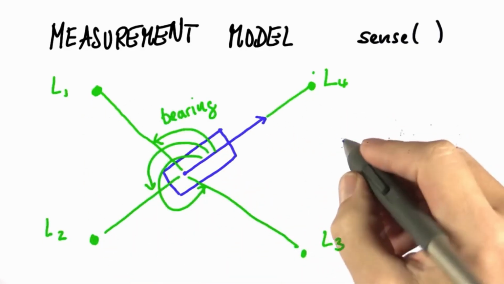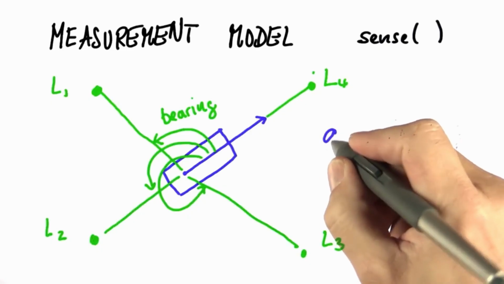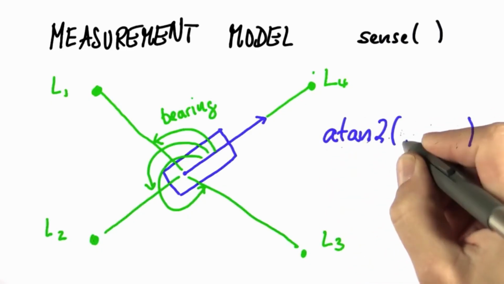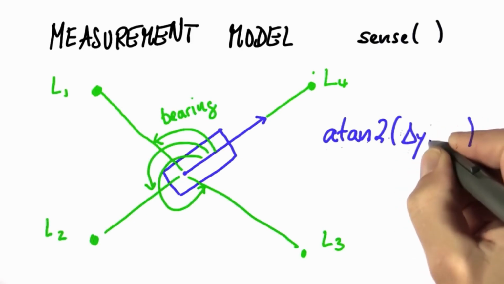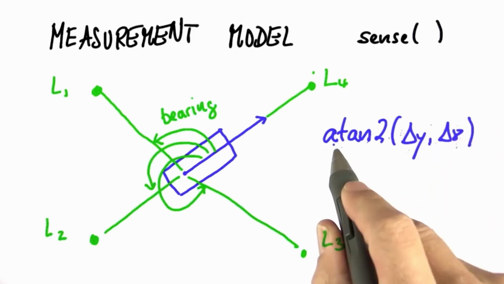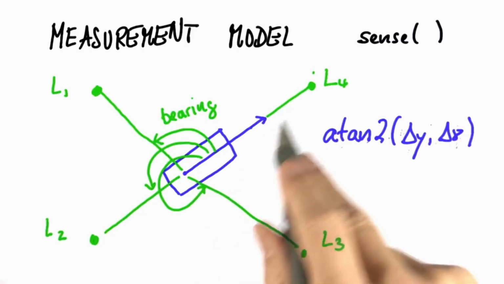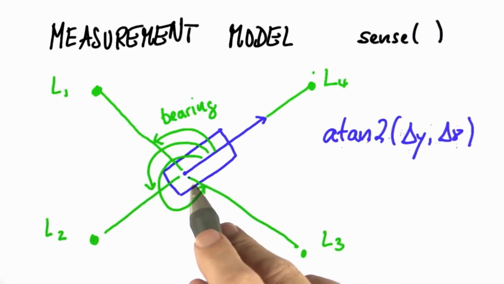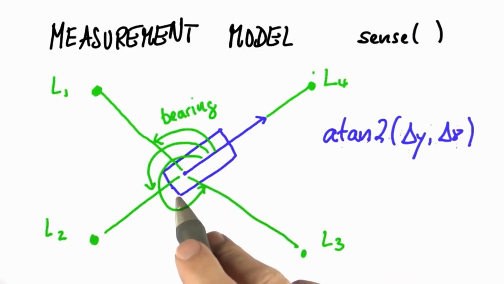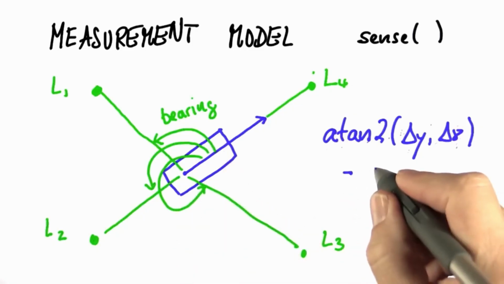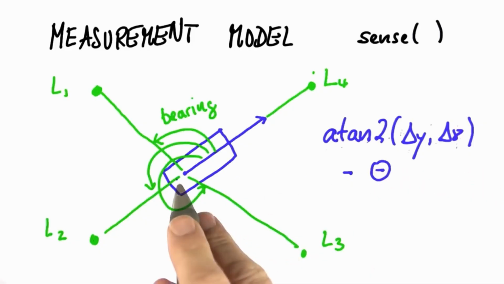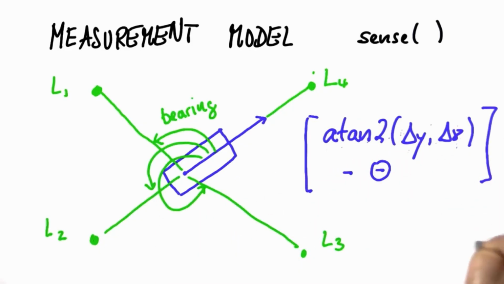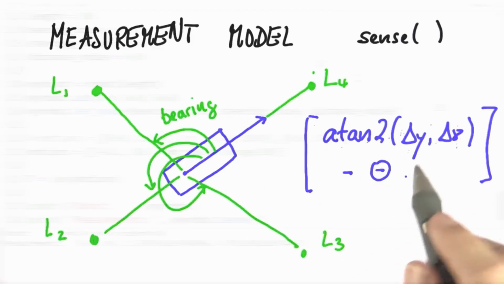So when you implement this, I recommend you use the function atan2, which is a generalization of arctangent that takes as input a delta y and then a delta x. atan2 would give you the orientation of a vector in global coordinates. You then have to adjust for the fact that it's relative to the robot's local coordinates, which is done by subtracting the orientation of the robot. So this should give you the implementation of a bearing to a landmark.